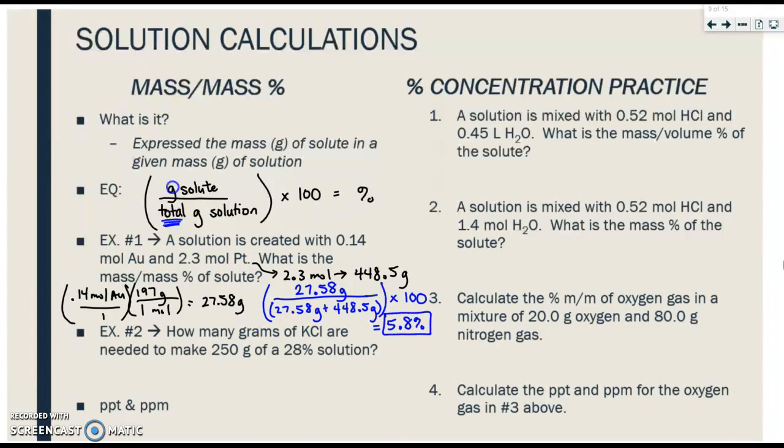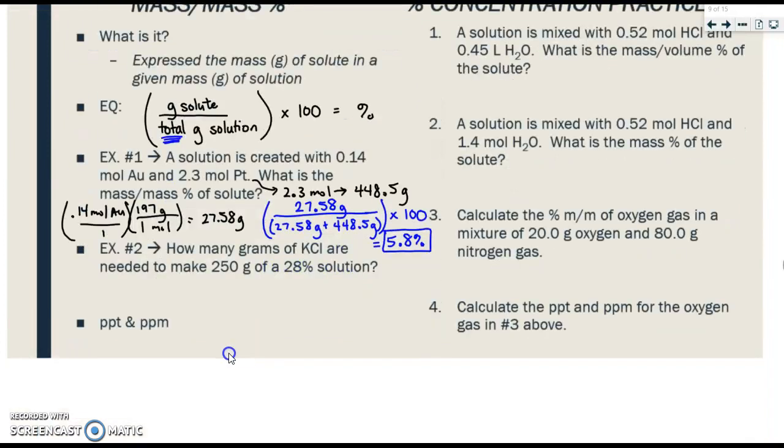Biggest mistake I see is forgetting to use the total, because with percents usually it's a part over a whole. So people like to do the smaller number over the larger number, but it's got to be the smaller number divided by the total mass. In addition, we can work backwards with these as well. So how many grams of KCl are needed to make a 250 gram solution if it's 28%?